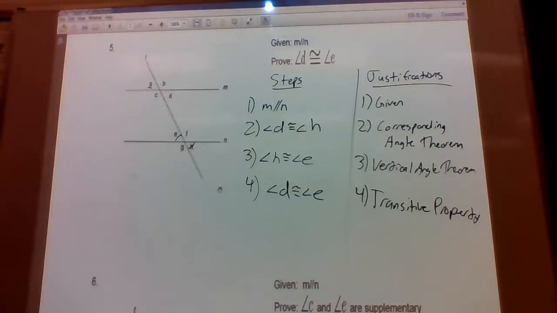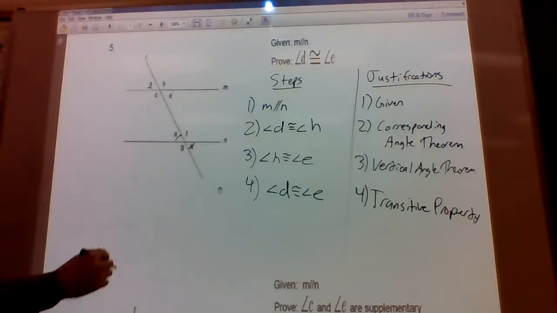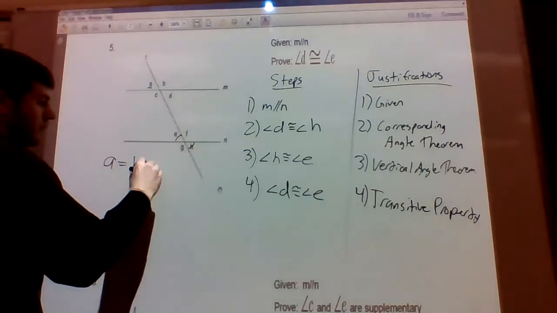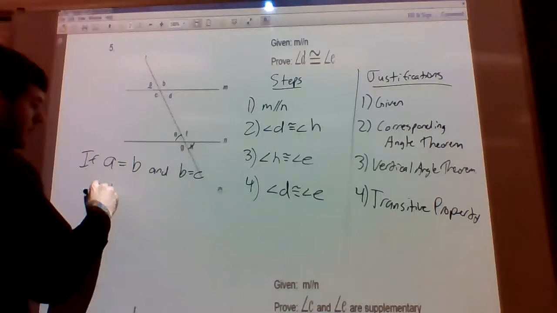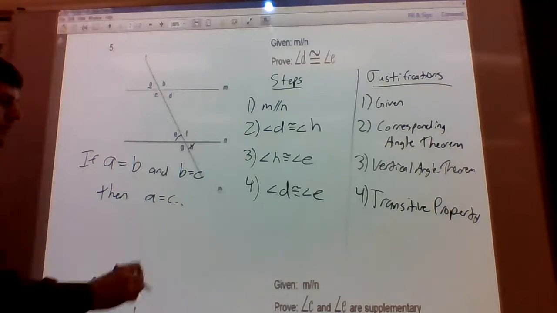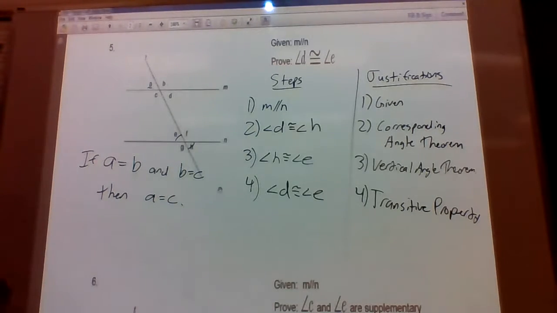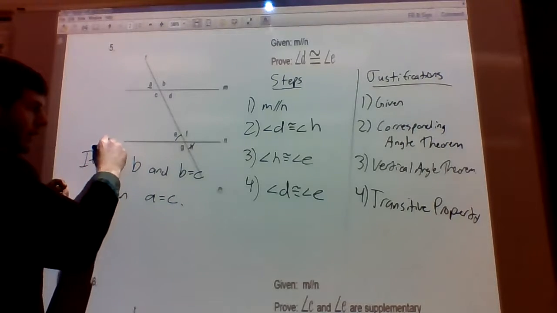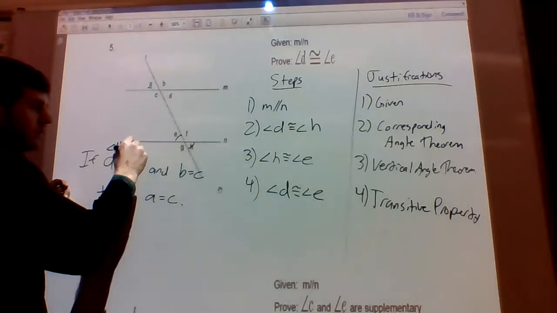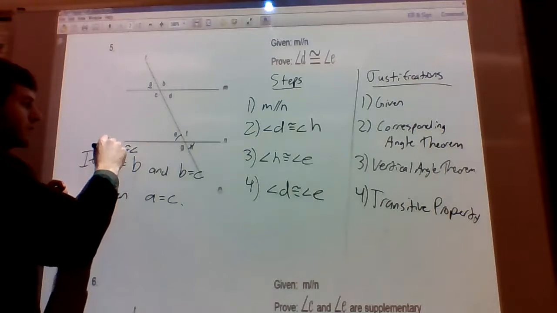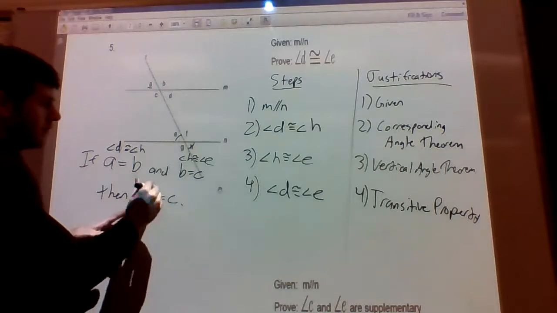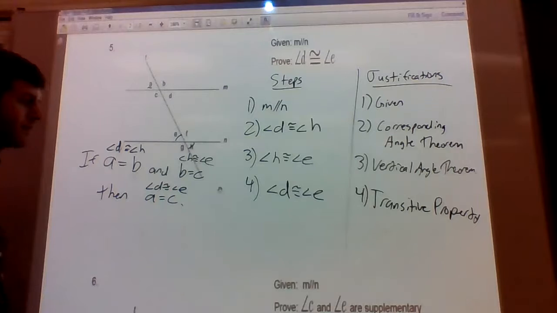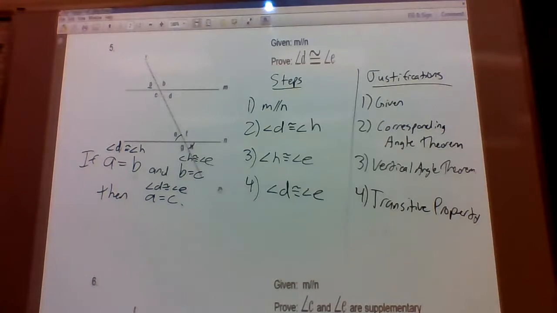Right? The transitive property says if A equals B and B equals C, then A is going to equal C. So we could say, let's start with D: angle D is congruent to angle H, and angle H is congruent to angle E, then angle D is congruent to angle E. Right? If two things are equal to the same thing, they're equal to each other.